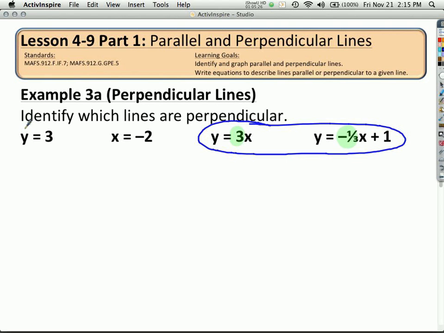In fact, any equation that is in this same form, y equals a number, will always be a horizontal line. So it could be y equals -8, and that's a horizontal line passing through -8. It could be y equals 1/2, and that's a horizontal line passing through 1/2. Doesn't matter. If it's y equals, it's a horizontal line.